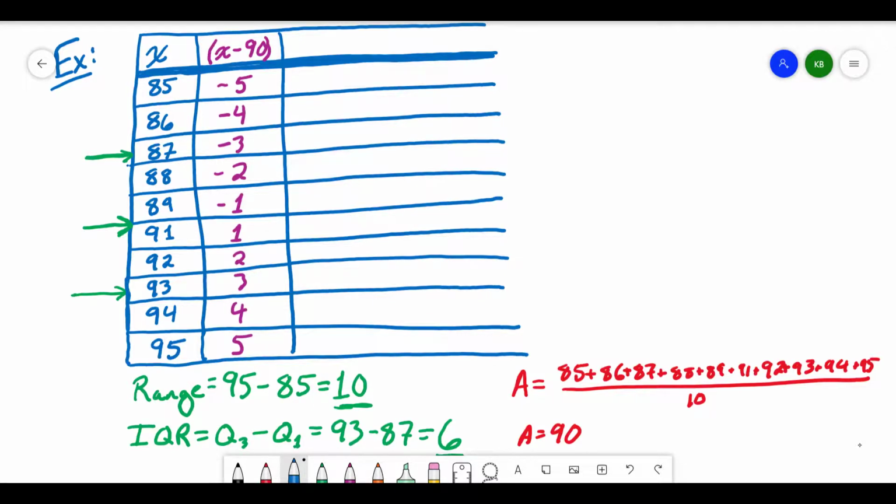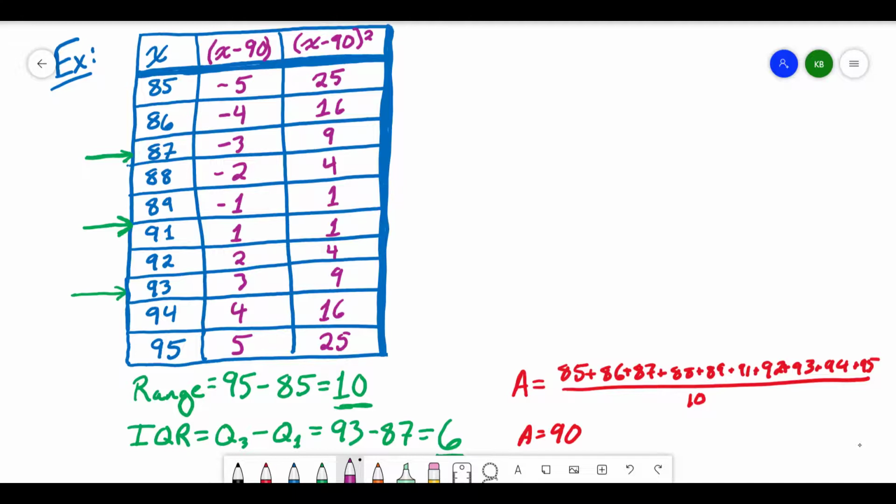Now that I have each of my deviations, the next step was to square the deviations. So I'll be taking x minus 90, that quantity, and squaring it. Or in my table, what that's going to look like is taking the value that's in my second column now for each x value and squaring that. So I'll have negative 5 squared and so on.